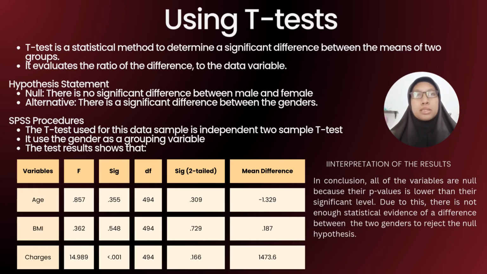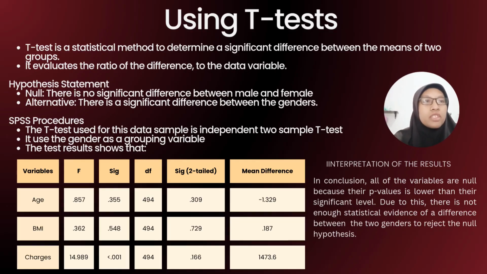A t-test is a statistical method to determine a significant difference between the means of two groups. It evaluates the ratio of the difference to the data variability. In the hypothesis statement, the null means there is no significant difference between the male and female gender, while the alternative hypothesis means there is a significant difference between the genders. This test is performed using SPSS procedures and an independent two-sample t-test. It uses gender as a grouping variable.